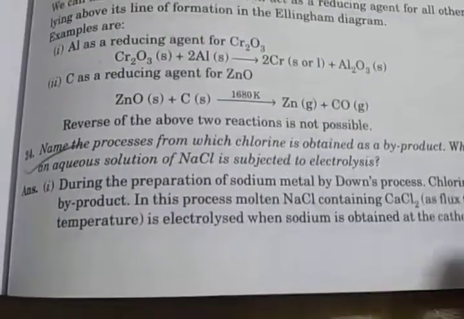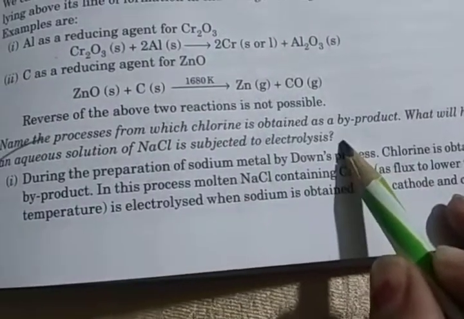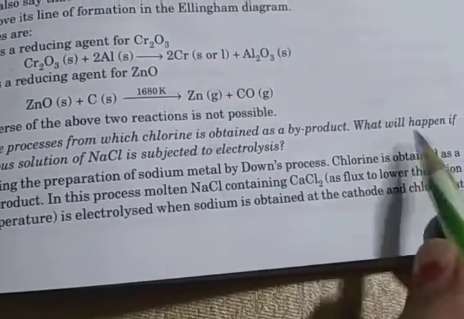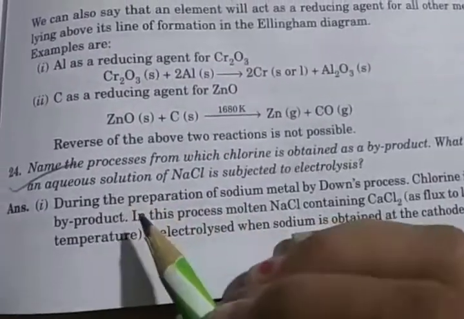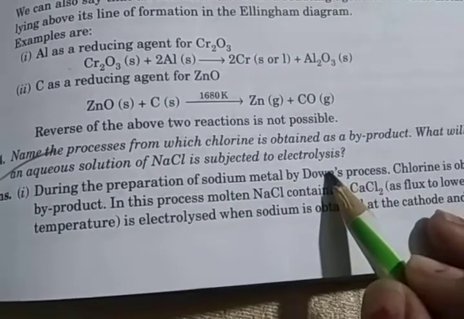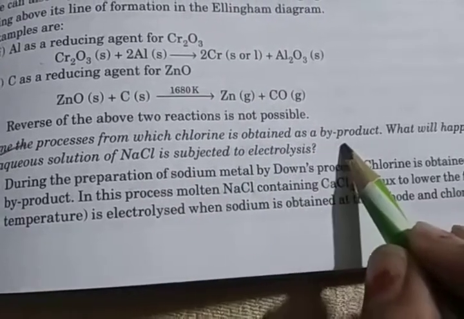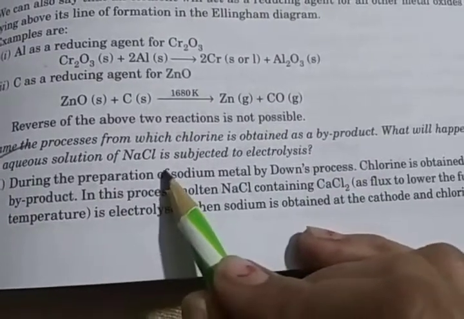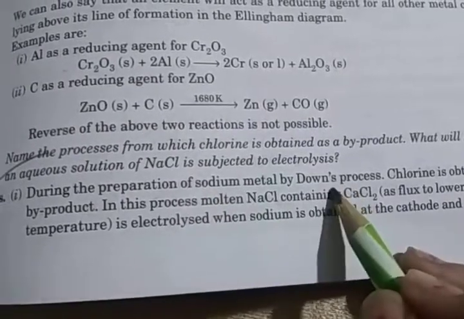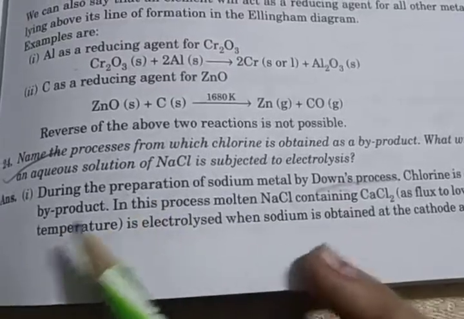Next, question number 24. Name the processes from which chlorine is obtained as a byproduct, and what will happen if an aqueous solution of NaCl is subjected to electrolysis. So we have to say in which process chlorine is obtained as a byproduct, and about the aqueous solution of NaCl. The first is the Downs process. I already explained it in my last videos.